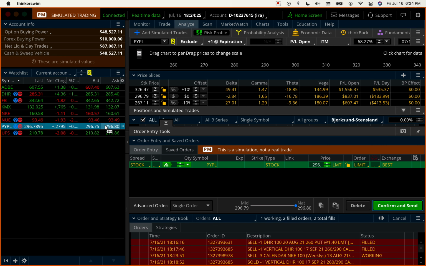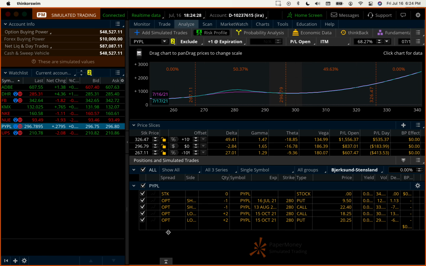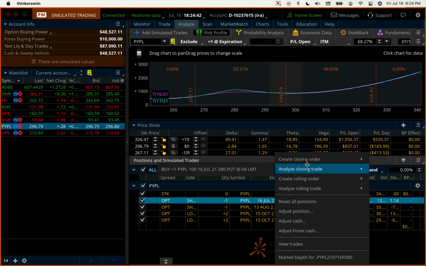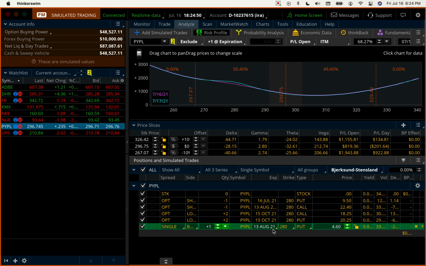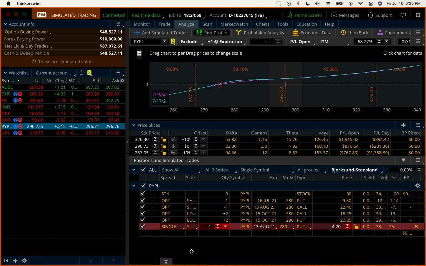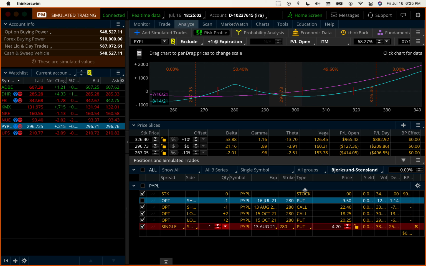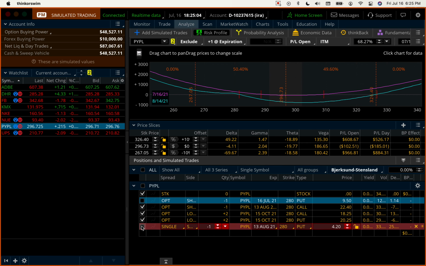Let's go to PYPL. That's PayPal. And here we have the July put that expired today. Again, that's going to go away. We could sell the August put. Okay, let's say analyze closing just to create a trade and change that to August the 13th, so it matches what we had before, and we're going to sell the put there. Okay, ignore this one, and this is what we end up with. This is what it is right now.